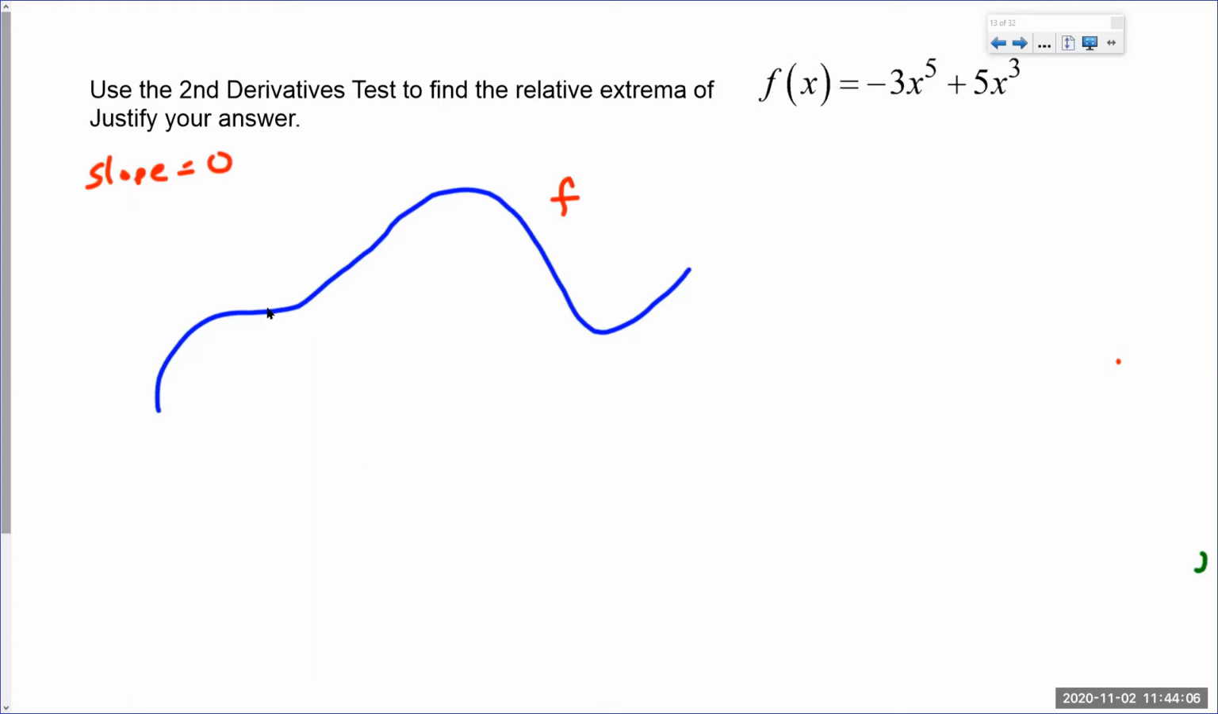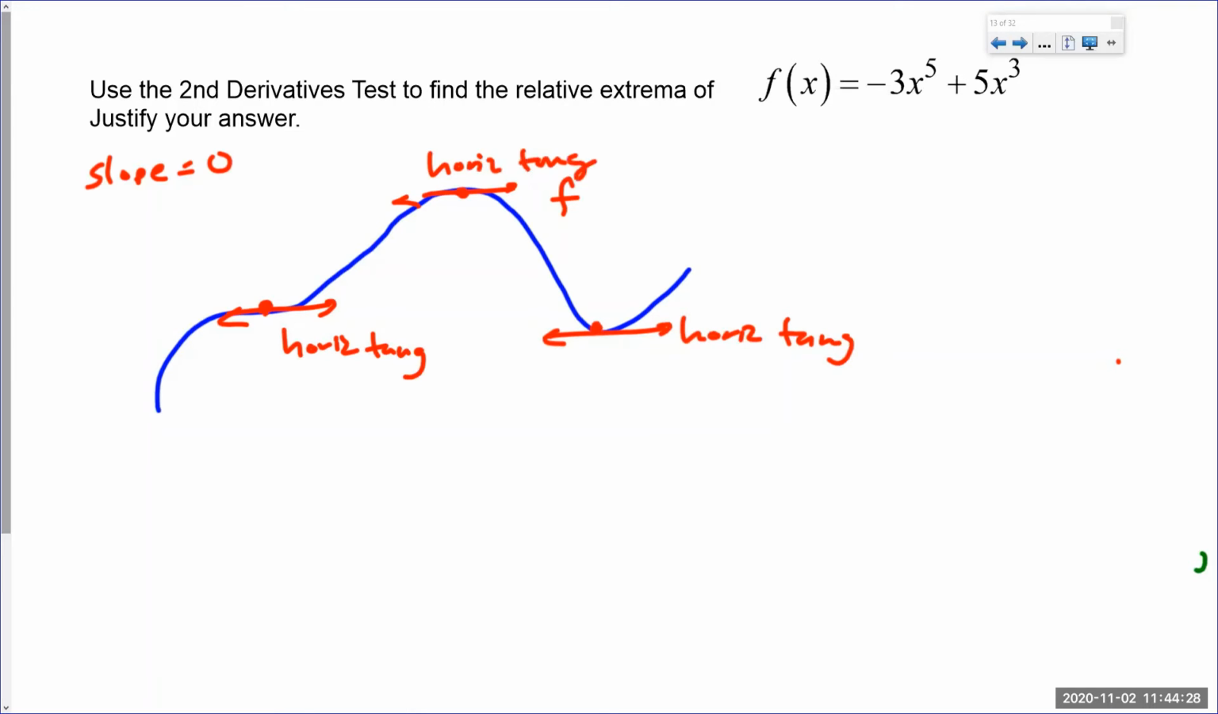Okay, do you see when your slope is 0, you could have what's called a horizontal tangent line here? Actually these are all horizontal tangent lines. You could have a horizontal tangent line here, that's where your slope is 0, and you could have a horizontal tangent line here, right? These are all horizontal tangent lines. Is everybody good so far?